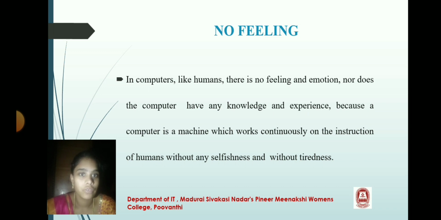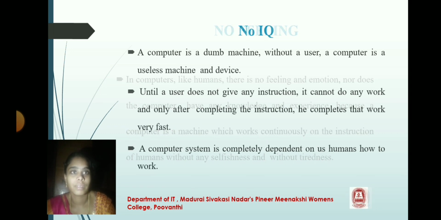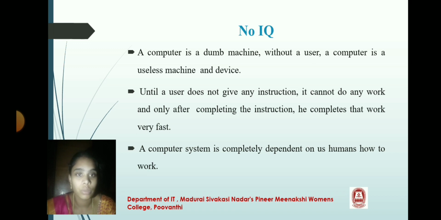If we feed something which is a decision making factor, or an emotional factor, it just processes it based on our input and provides output based on that. It has no feelings and no IQ. A computer is just a machine.